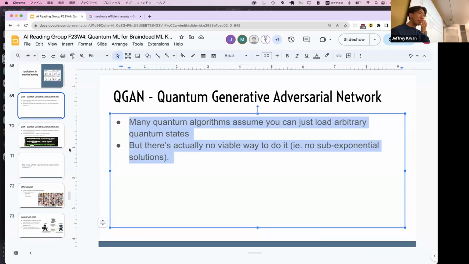When you say load arbitrary quantum states, what do you mean by that? You say, okay, I want the state, I don't know, 0.5 and 0.5. That's not a valid state, but we're going to ignore that. You say, I'm going to somehow have that in my RAM and have a sample from it. You can't actually do that. Or you can, but it takes exponential time.